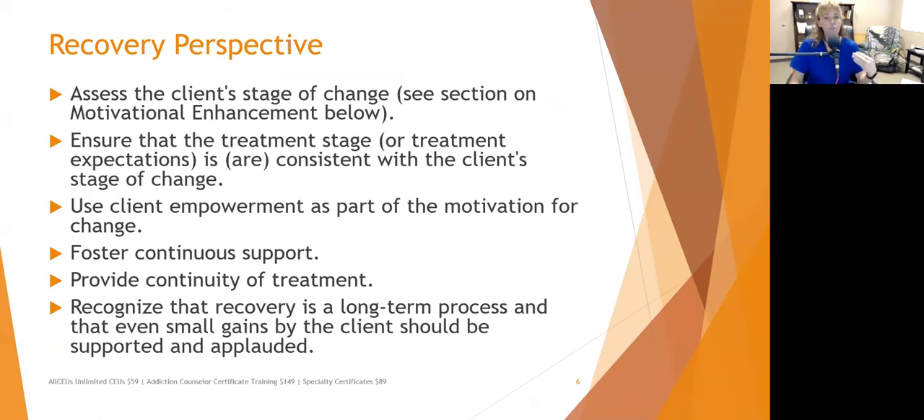And we do this partly by fostering continuous support and providing continuity of treatment. If they are working with multiple treatment providers, we need to help make sure that everybody's on the same page. And we need to recognize that recovery is a long-term process, and even small gains, or maybe more importantly, especially small gains, should be supported and applauded. Every step is really important.